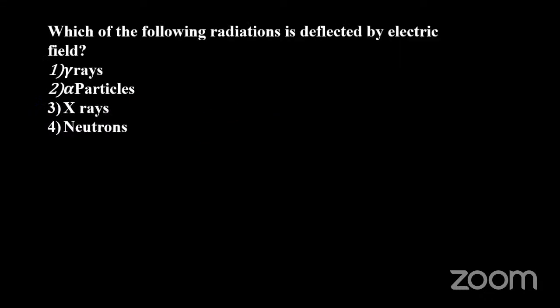Which of the following radiations is deflected by electric field? Obviously alpha particle, not gamma, X-ray, neutrons. Gamma and X-ray are electromagnetic. Neutron is electrically neutral.